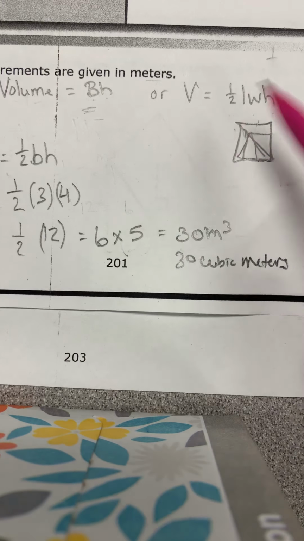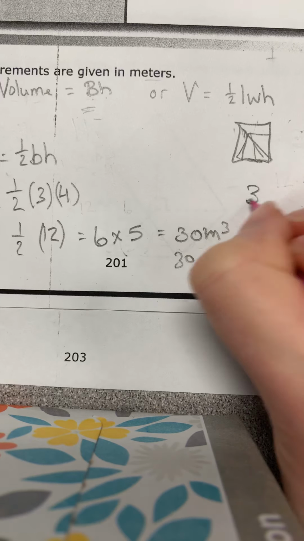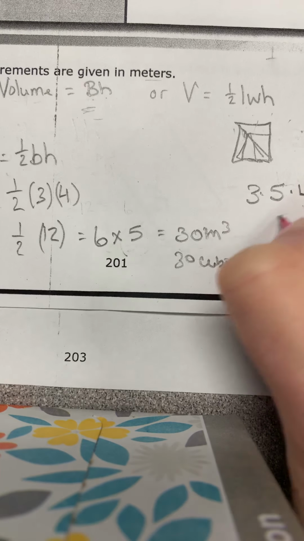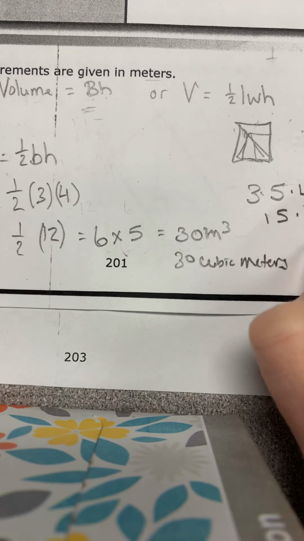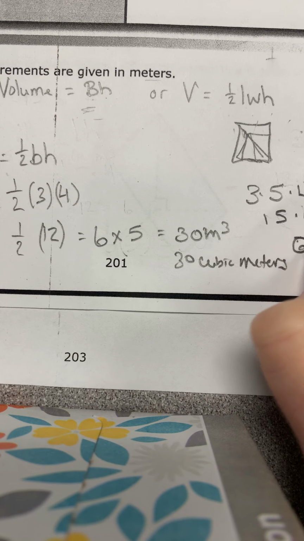So again, if you want to do it the other way, which is totally fine, you would just take 3 times 5 times 4. 3 times 5 is 15. 15 times 4 is 60.